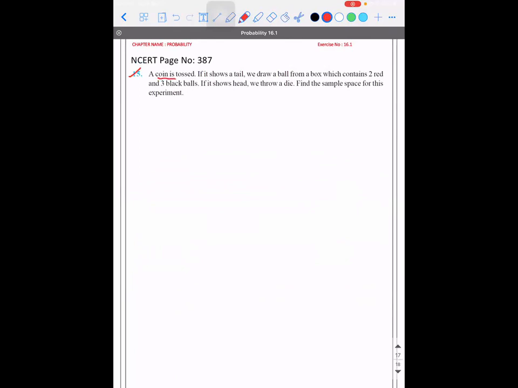Next, a coin is tossed. If it shows a tail, we draw a ball from a box which contains 2 red and 3 black balls. If it shows head, then we throw a die. Find the sample space for the following experiment. S is equal to, tell me. So the coin is tossed. If the coin shows a head, H1, H2, H3, H4, H5, H6.